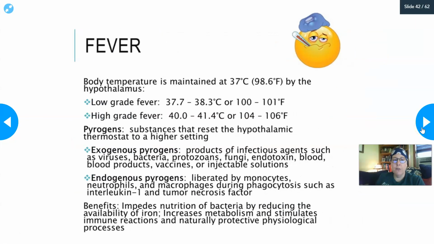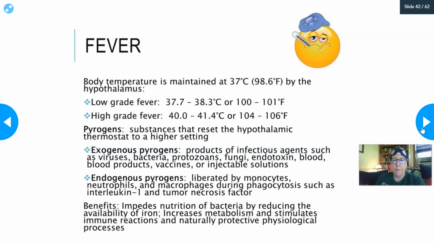All right, so let's talk fever. Fever is a body temperature. Normally, your body temperature is 37 Celsius or 98.6. If you have a low-grade fever, it would be 37.7 to 38.3 or 100 to 101 Fahrenheit. And a high-grade fever is 40 Celsius to 41.4 Celsius or 104 to 106. Beyond 106, it's about deadly. It can cook your brain and stuff like that.